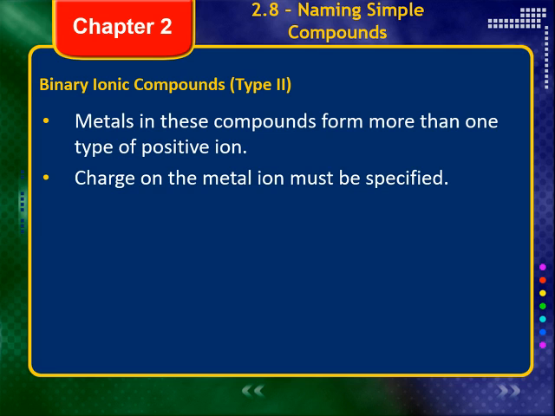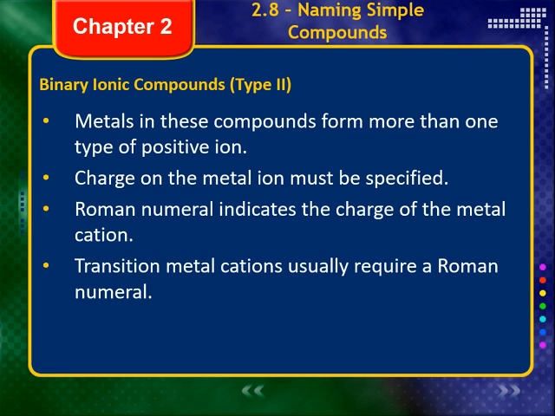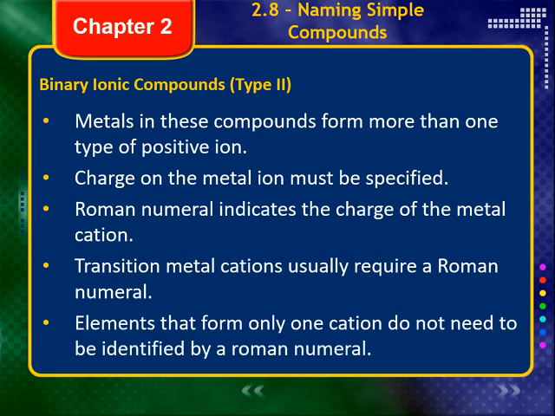With the main group metals that we were talking about with type 1 binary ionic compounds, they always form the same charge, right? Magnesium always forms a +2. Potassium always forms a +1. But iron, for example, forms a +2 or a +3 charge. I have to tell you which one it is when I'm talking about it. To do that, I'm going to use a Roman numeral. That Roman numeral is going to indicate the charge of the metal cation.